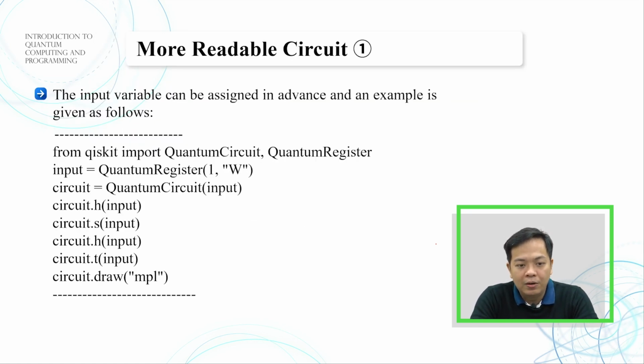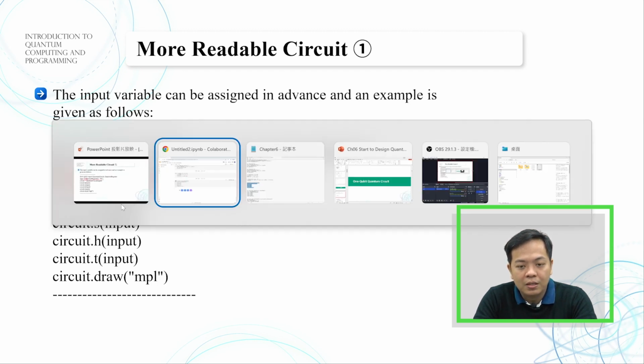Here is how you can input the value in advance and then calculate. It's similar to the previous part, only different over here: you can set the value for input first. This is a register. We can register the value for the quantum register, and the W means only 1 qubit. Everything else is the same, so you can try and see how it looks.